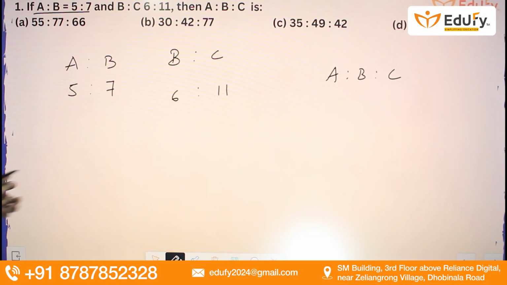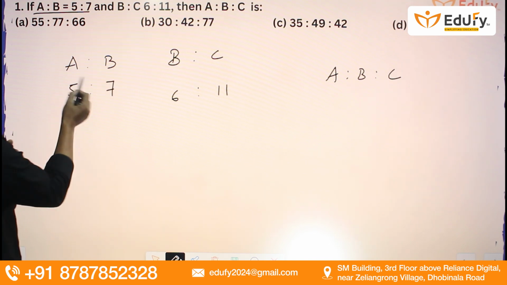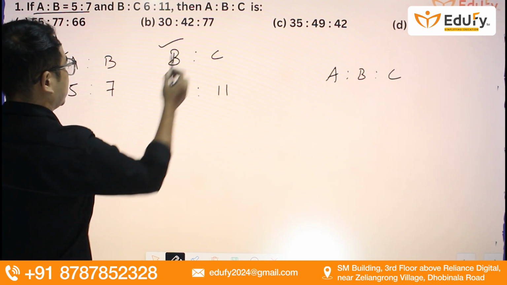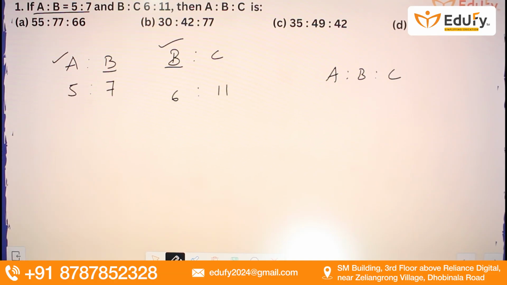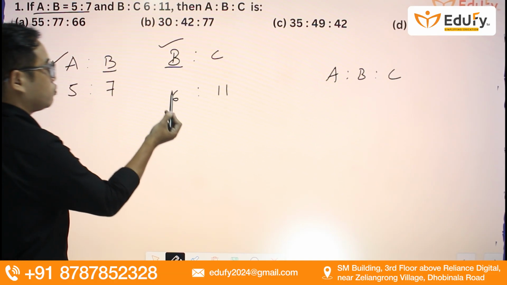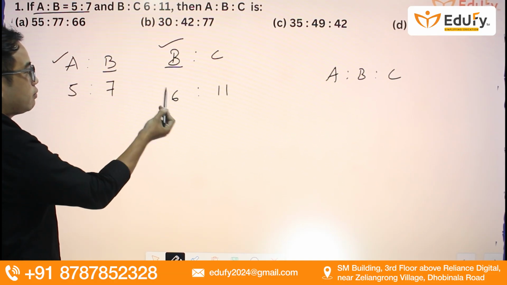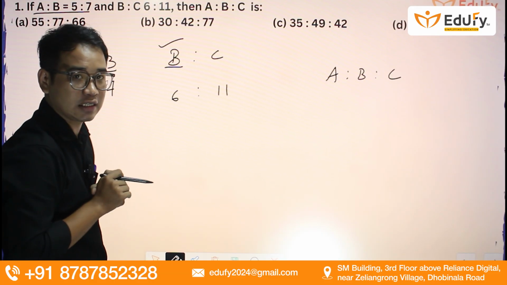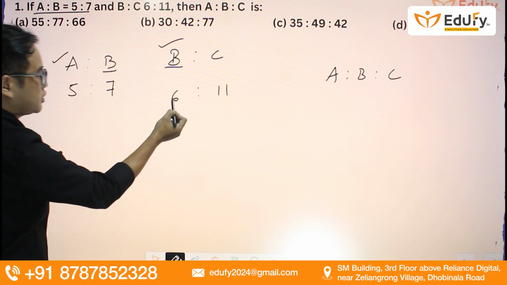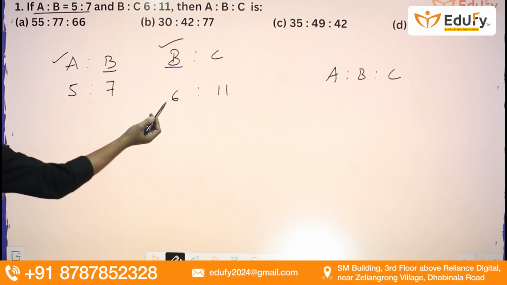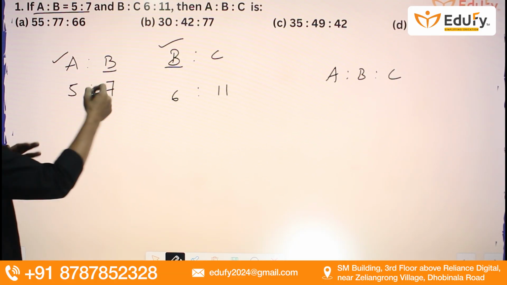Okay, so to do that, if you look at this ratio and this ratio, you can see that A is there, B is common between these two. So what we can do is, when I try to make the B same for both of them, I will get my ratio of A, B, and C. Now, if you look at the value of B here, this is 7 and this is 6. So obviously, this is not something which we can cut with any numbers.